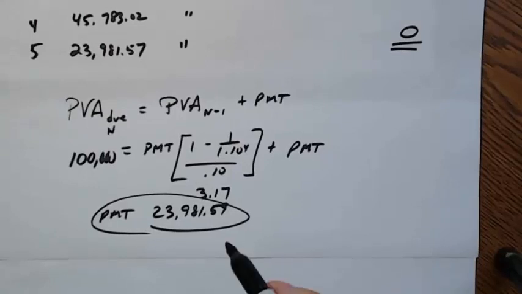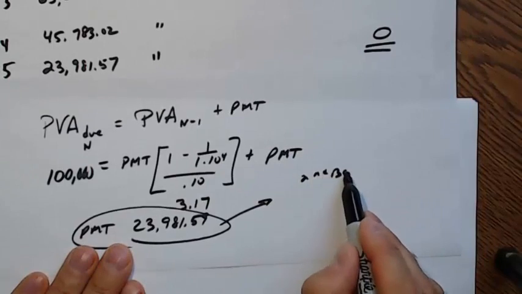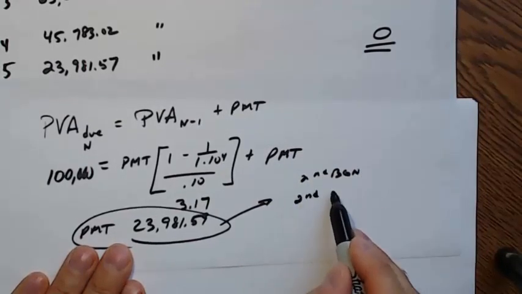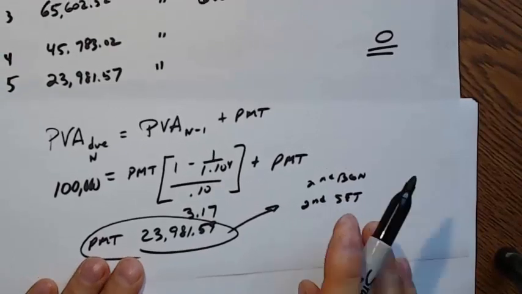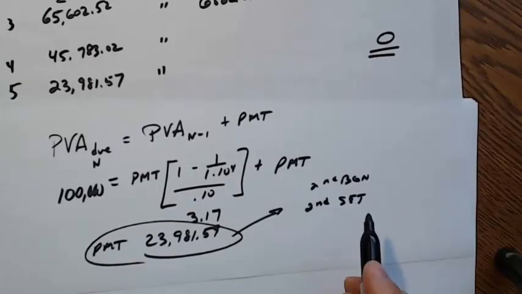So you can calculate this on your calculator. Go to second begin, second set, put in an interest rate of 10%, n equals 5, present value of 100,000, future value 0, compute payment, and you'll get 23,981.59. So that concludes this video on time value of money, and I've basically given you all, I think, nearly everything you need to know for time value of money.